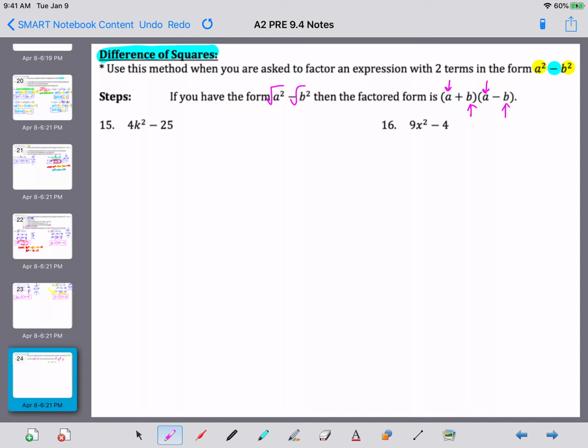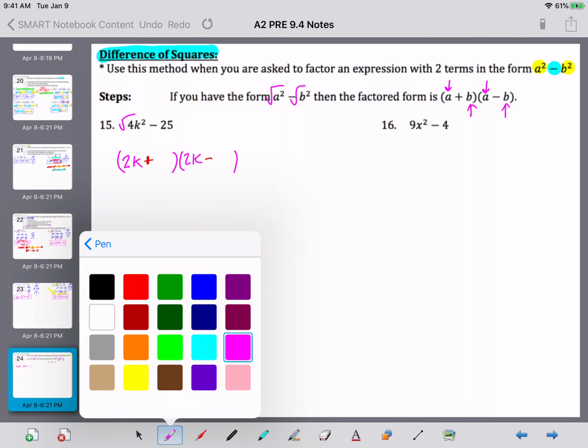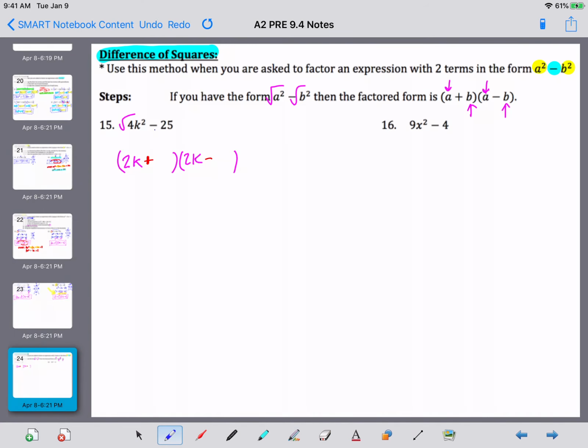All right, so if we square root 4k squared, that gives us 2k. So we know our A's are 2k. You're always going to have a plus in one of the factors and a minus in the other. And then if we square root 25, that gives us 5. So 2k plus 5 and 2k minus 5 is our answer.